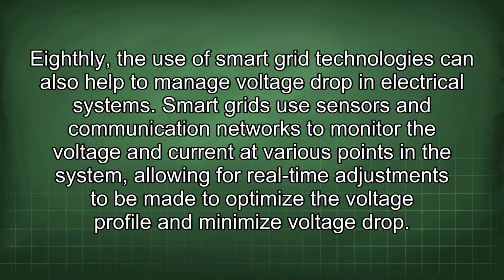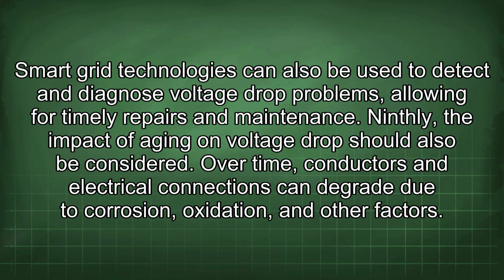Eighthly, the use of smart grid technologies can also help to manage voltage drop in electrical systems. Smart grids use sensors and communication networks to monitor the voltage and current at various points in the system, allowing for real-time adjustments to be made to optimize the voltage profile and minimize voltage drop. Smart grid technologies can also be used to detect and diagnose voltage drop problems, allowing for timely repairs and maintenance.